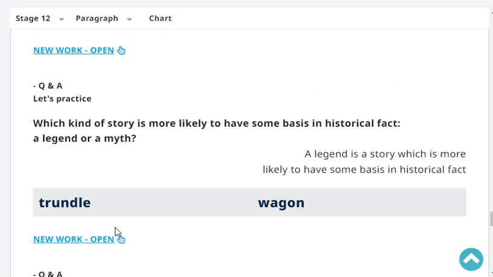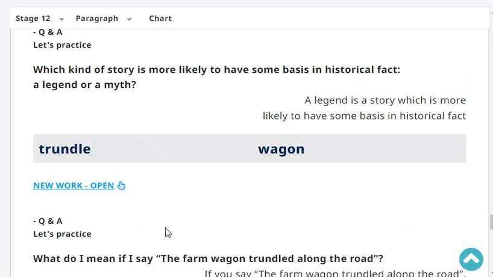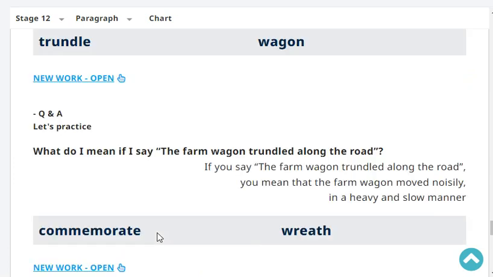Which kind of story is more likely to have some basis in historical fact, a legend or a myth? A legend. A legend is a story which is more likely to have some basis in historical fact. Very good.